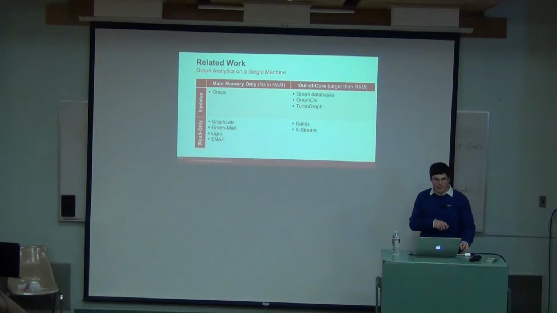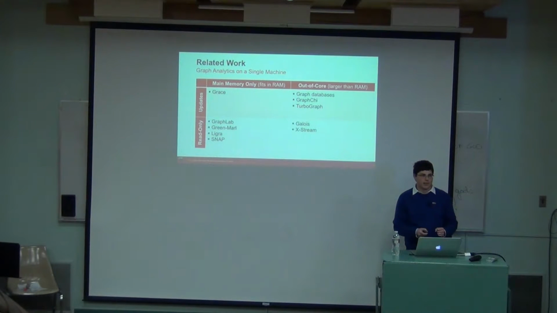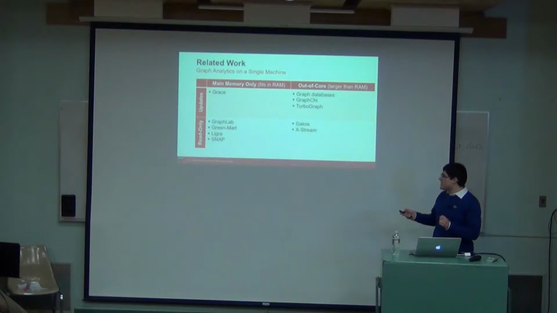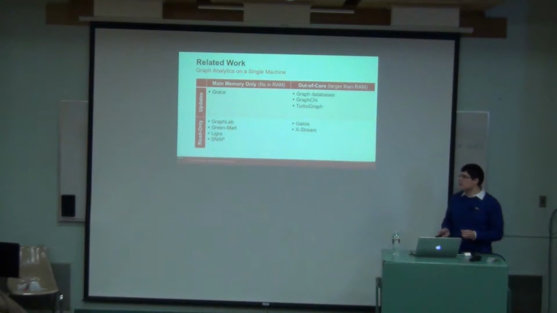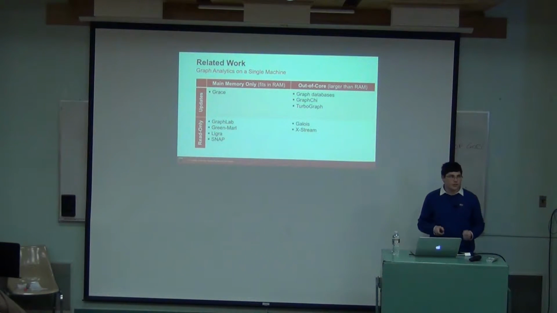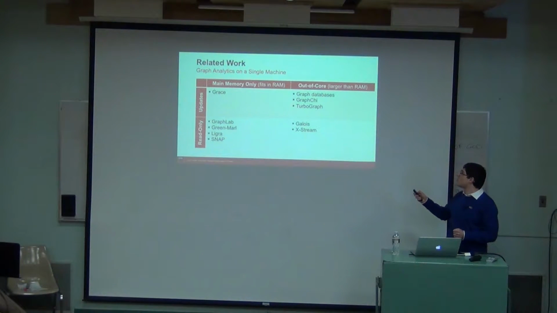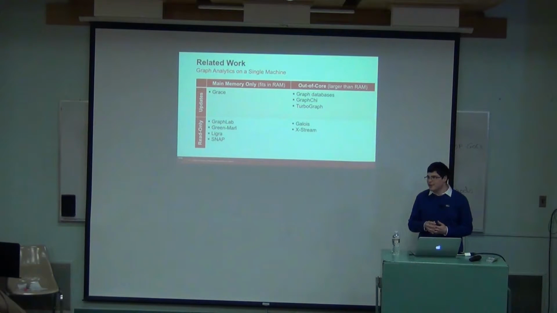Then for each of those categories, you can further divide them up on whether they support updates or whether they are read-only, meaning that if you have any updates, you have to shut down your system, reload the data, and start from the beginning. So the interesting thing is that this corner is the fastest corner by far, because each time you add features, like you add updates, that's going to cost you something even if you are not using updates. Or if you add out-of-core, or larger than RAM analytics, you're going to pay for it even if you are not going to use it.